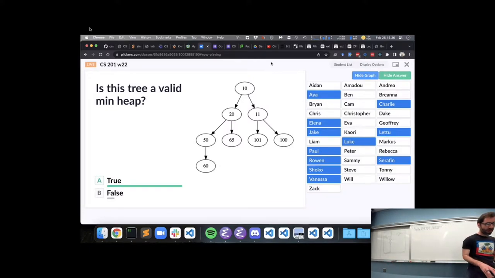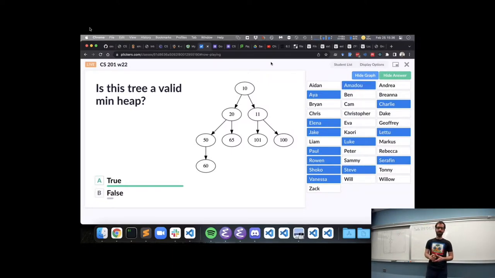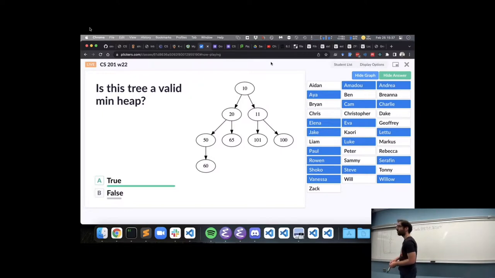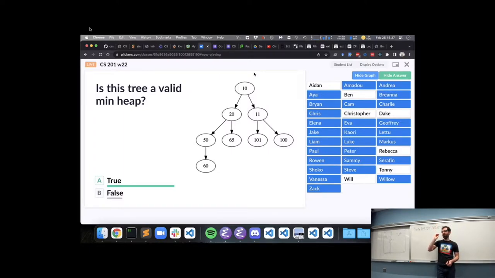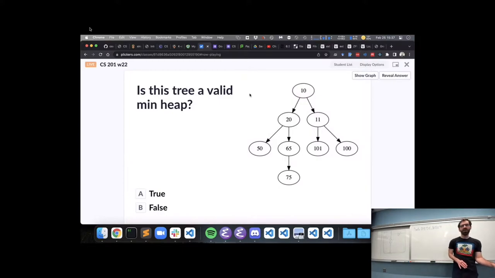Can someone remind us what properties a min heap has to have? First, the missing nodes have to be from right to left, so you can have, let's say, a 50 below the 100. That the children of every single node have to be larger than the node itself. Exactly. We have our structure property, we need to have a complete binary tree, and we have our heap property, the root is smaller than all of its descendants. And this applies recursively to each node of the tree. Is this tree a valid min heap?